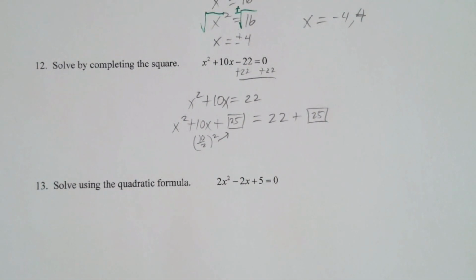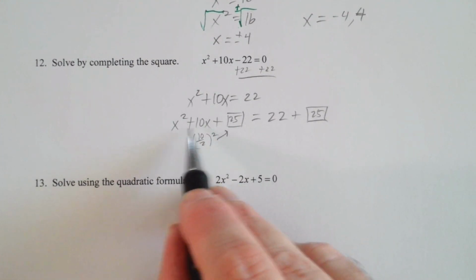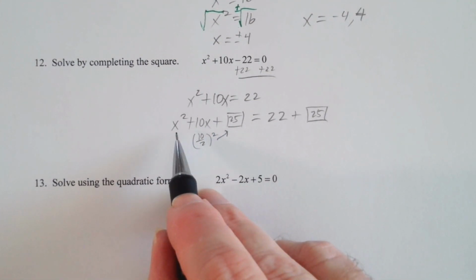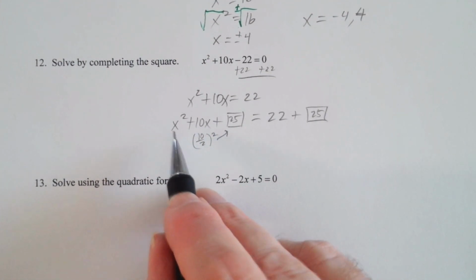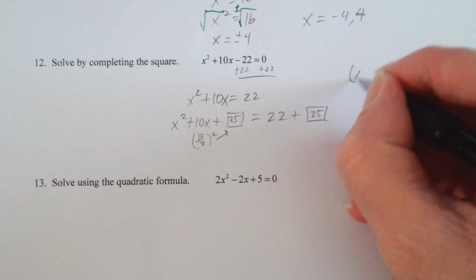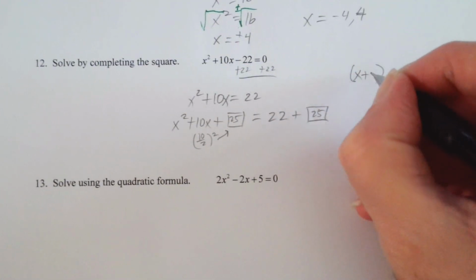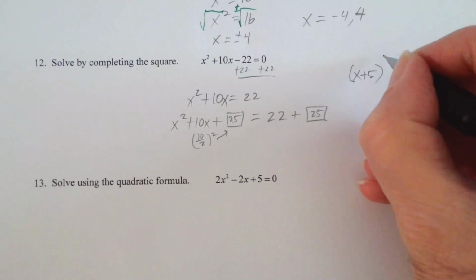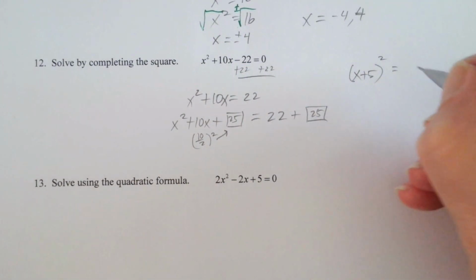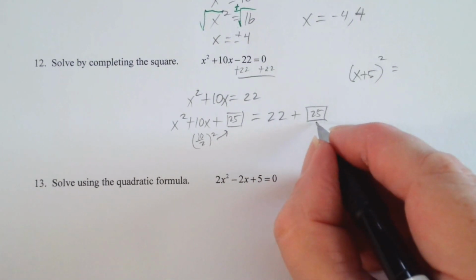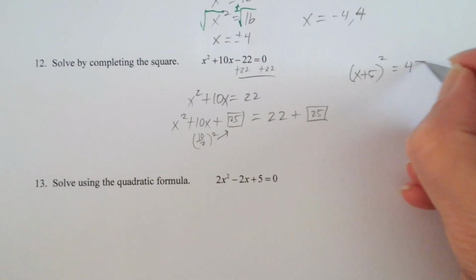Now, it looks like we might have made things look more complicated. It kind of does look a little more complicated. But the whole point of this is now we can write this perfect square trinomial as a perfect square. I'm going to go ahead and do that here. And remember, half of the 10x, that 5 goes here, and that's squared. And on the other side, we have 22 plus 25, which is 47.